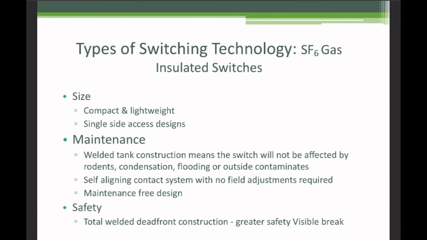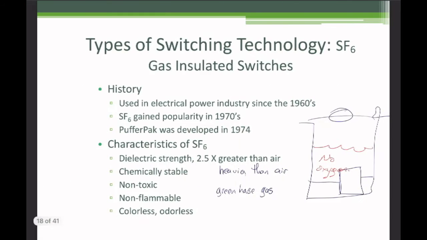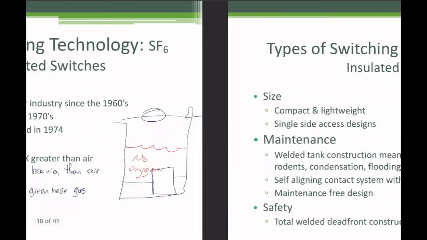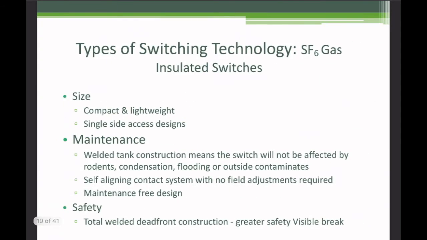Now, in terms of safety, some nice improvements. It's totally welded. It's all dead front construction. So very safe. You open the access door to go work on this switch. There's no exposed primary. The front of the switch is grounded. Great. And we mentioned here colorless and odorless. So this colorless gas, you can see through it. It's as clear as air is. So they install windows in this switchgear, and you can look in, and now you can actually see the state of the switch. Having that visual open is important.